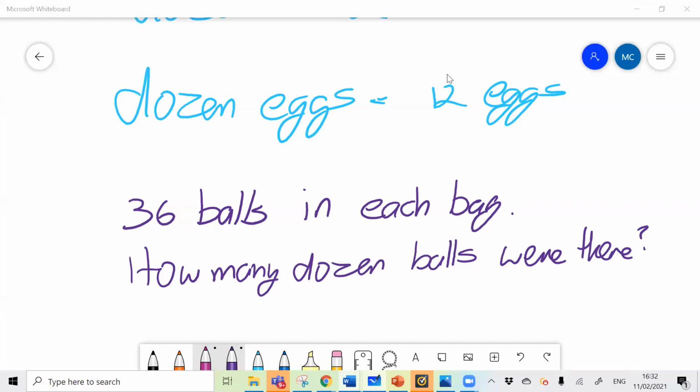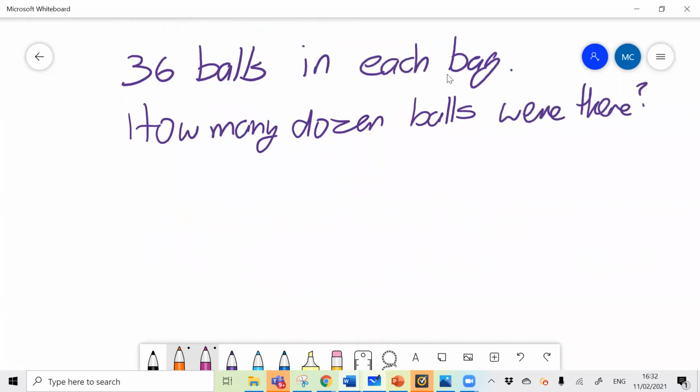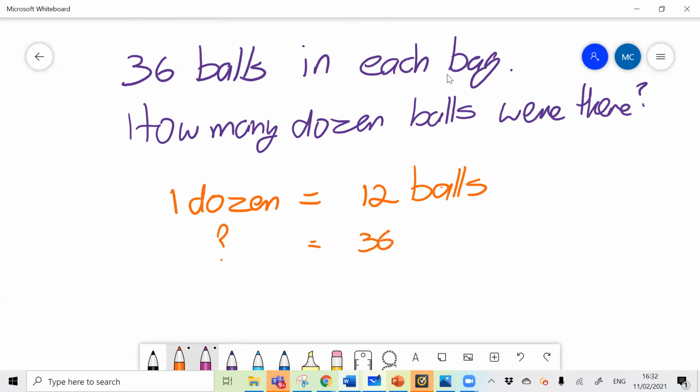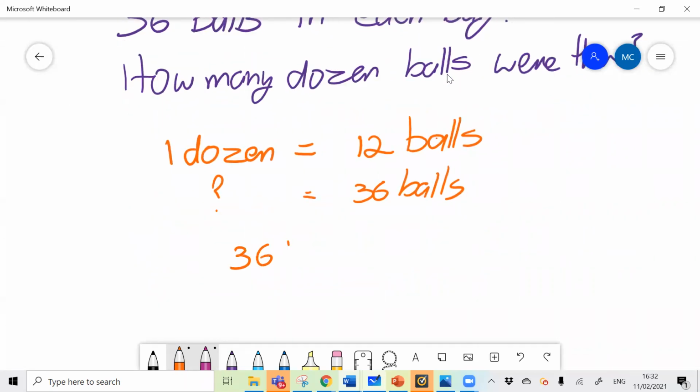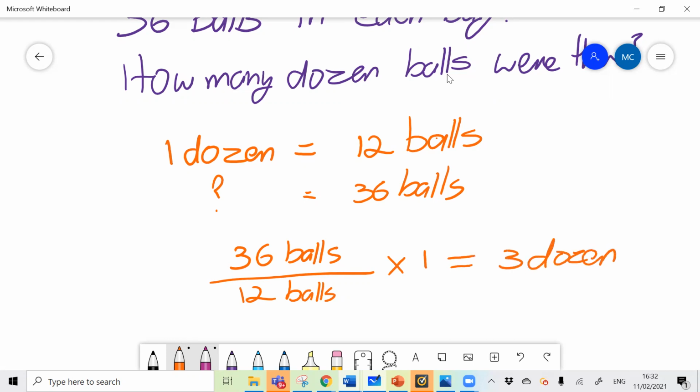So I believe that at this point, most of you would have gotten to the answer 3 dozen. Some of you did not even need to do the working, but the working would go something like this. 1 dozen equals 12 balls. How many dozen equal 36 balls? And then it would go as 36 balls over 12 balls times 1, which is equal to 3 dozen. Okay, and this working is very important.